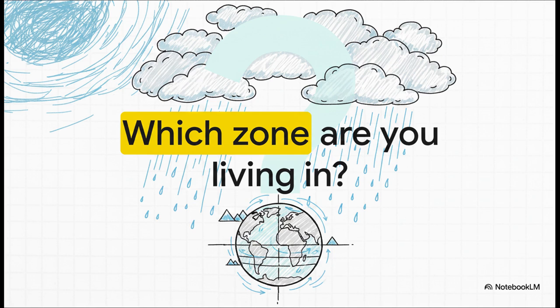We've traveled all the way from the invisible gas in the very room with you to the formation of clouds, right down to the mechanics of rain and its distribution across the entire globe. So I want to leave you with this question. Based on the global patterns we just explored, thinking about your latitude, your proximity to the coast, and your local mountains, which rainfall zone are you living in right now?